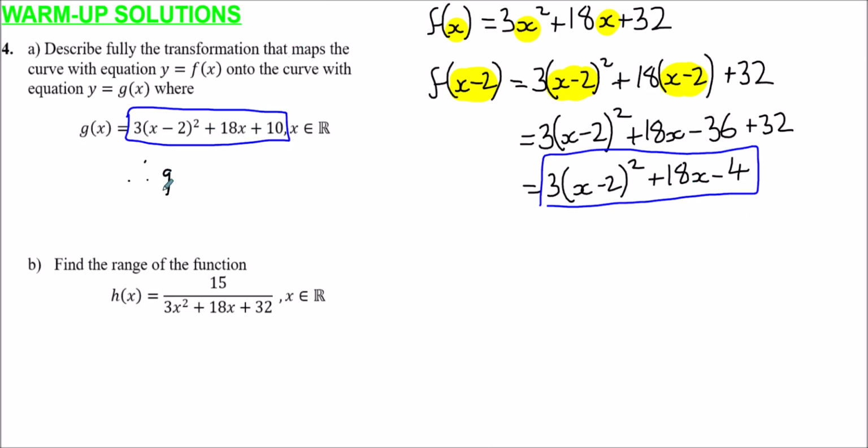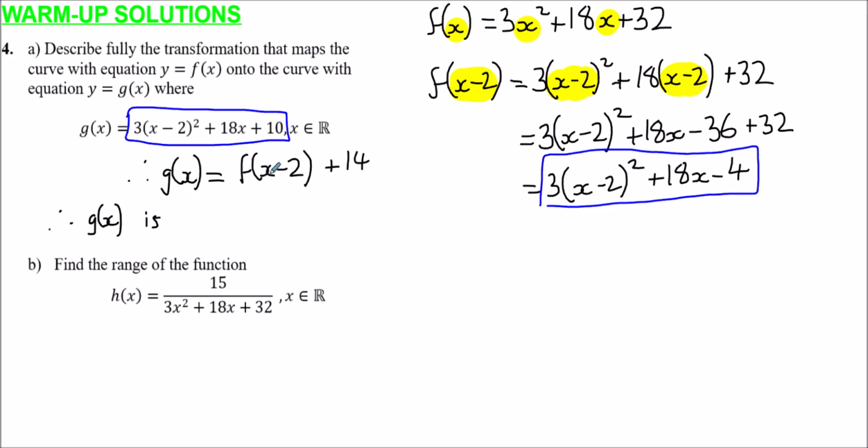So therefore g of x is what f of x minus 2 is, plus an extra 14, like so. This is a compound transformation. It's a couple of different things happening. So, like with BIDMAS in a way, we need to focus on the brackets first, then this number after at the end.